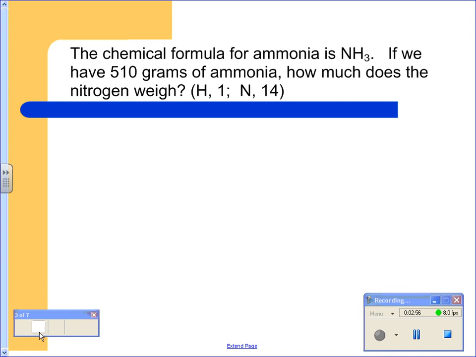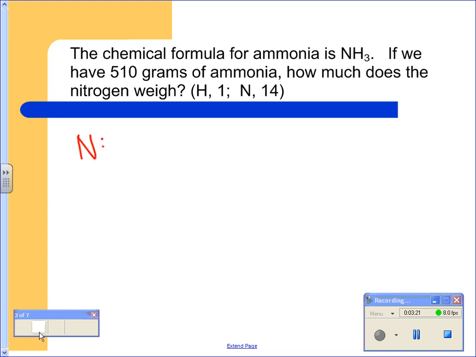Okay. Looking at this one, the chemical formula for ammonia is NH3. They're not going to say use the chemical formula for ammonia and find this out. They're going to tell you what it is every time. And they're also going to tell you H is 1 and N is 14. They're not going to expect you to know that. Does that make sense?